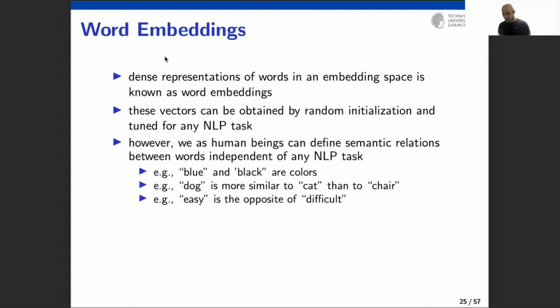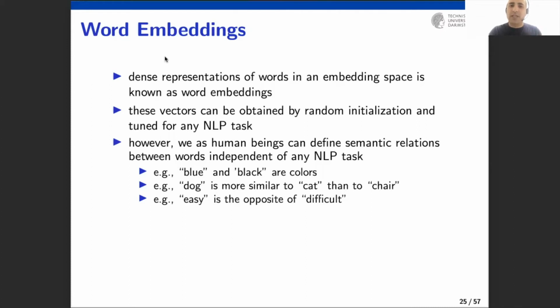So if you are doing, for example, named entity recognition, you can use it for named entity recognition. If you are solving summarization, you randomly initialize word vectors and then you solve the summarization task.